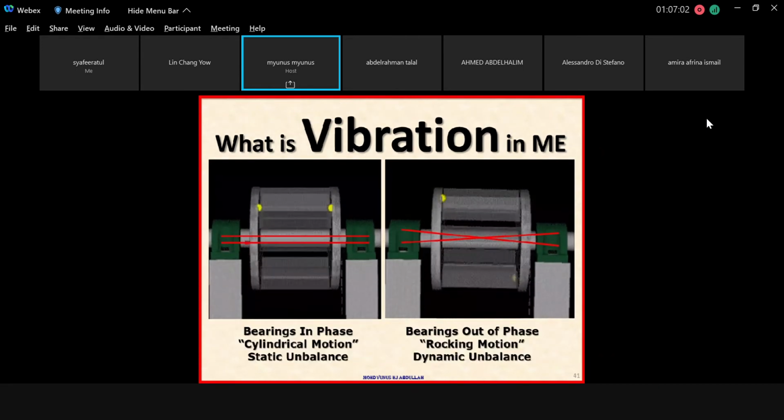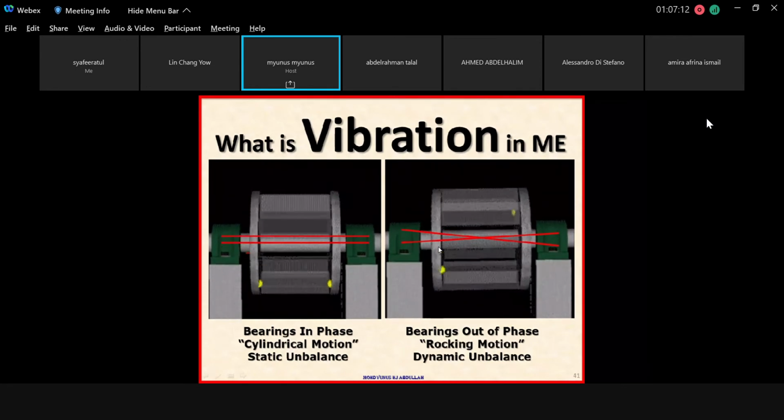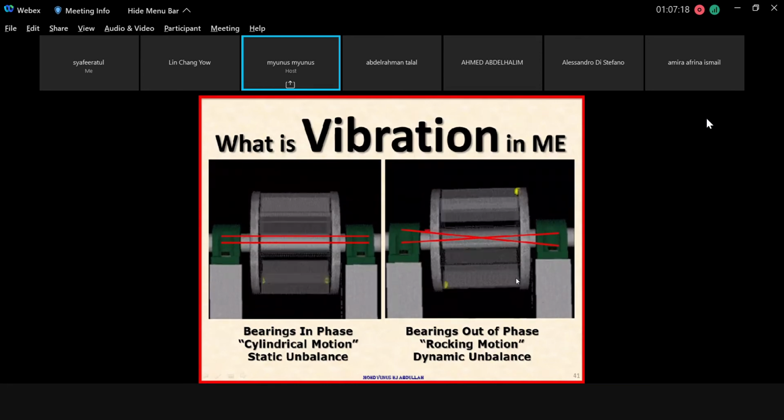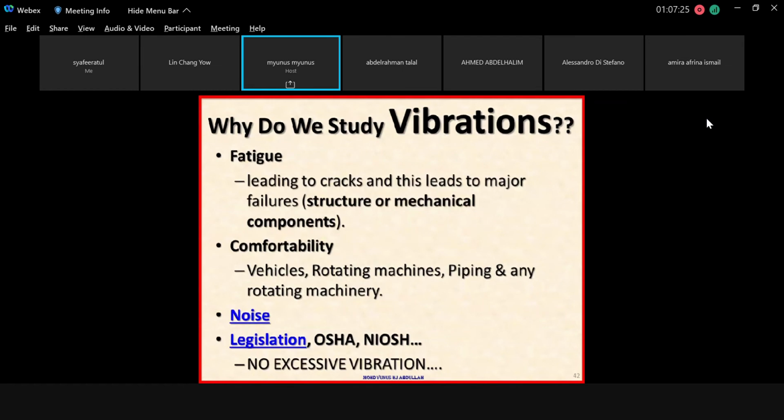This is another one. Look at the yellow dot here. This one is still okay because it's rotating in the same manner, and this one is not okay because it is rocking here. This one is cylindrical motion, which is easy to overcome. This one is very difficult to overcome because it represents the rocking motion with dynamic unbalance. This is why we study vibrations.